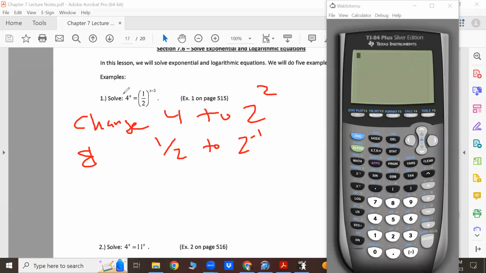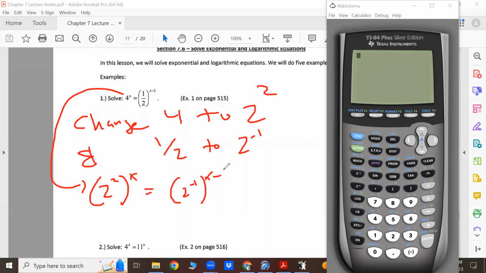If I change the bases, you have 2 squared raised to the x power equals 2 to -1 raised to the x minus 3. Now let's use properties of exponents. What does the left side become now? 2 to what power? 2x. Yes, thank you. And how about the right side? Negative x plus 3.